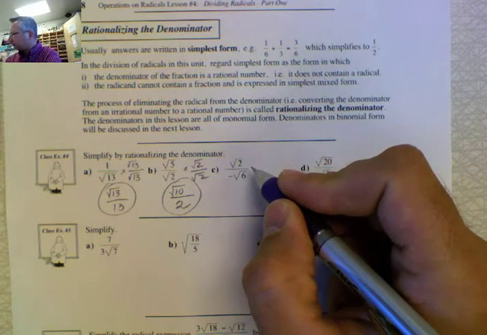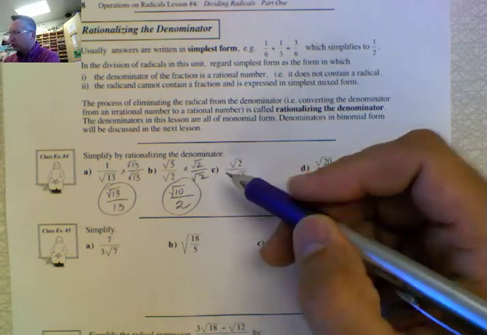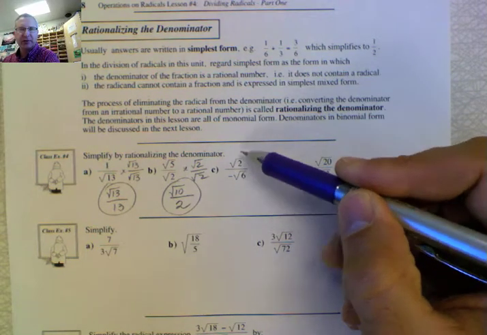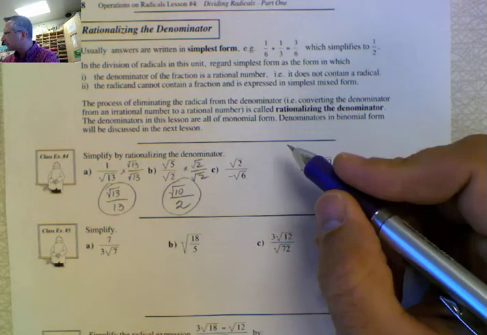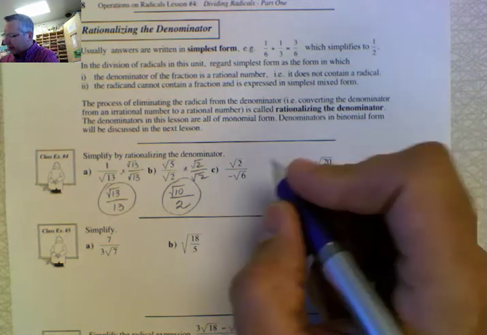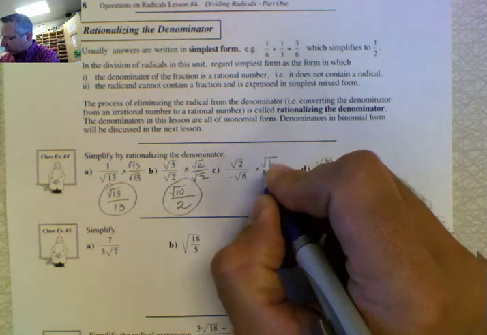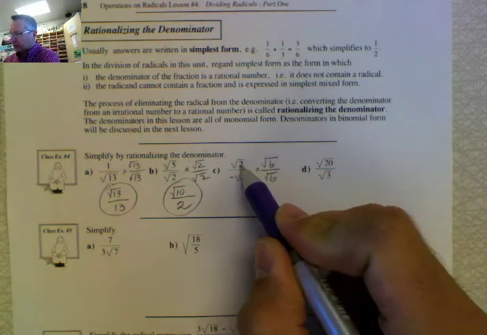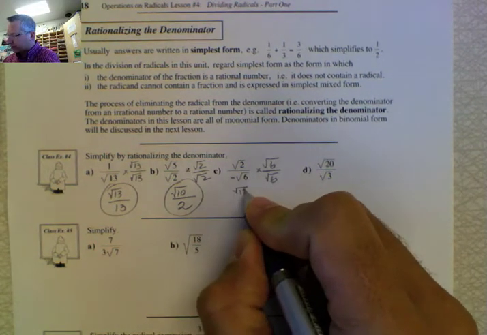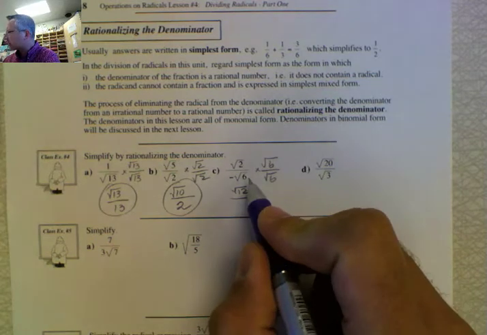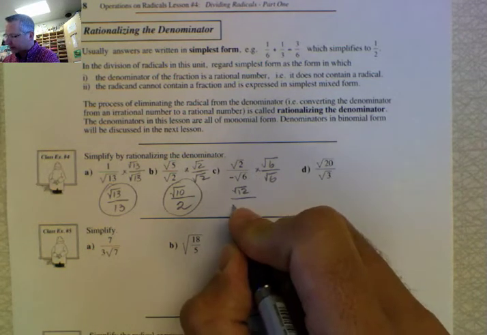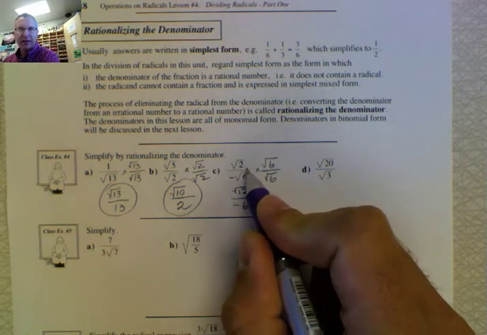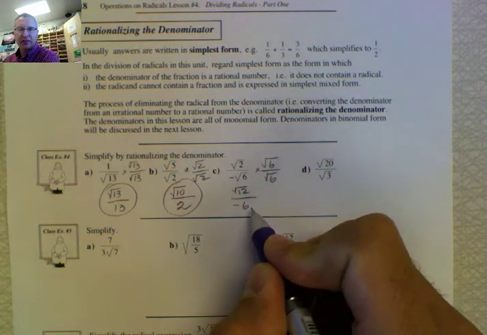Next example, you could divide root 2 into root 6, but you would end up with a fraction, and they really don't like those things. So what we're going to do is multiply the numerator and the denominator just by root 6. So root 2 times root 6 is root 12. Root 6 times negative root 6 is going to be negative 6, because a positive times a negative is a negative, and root 6 times root 6 is just 6.